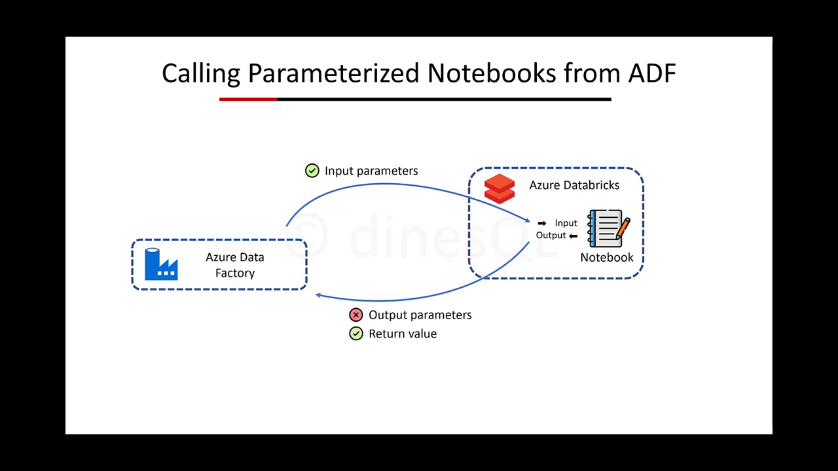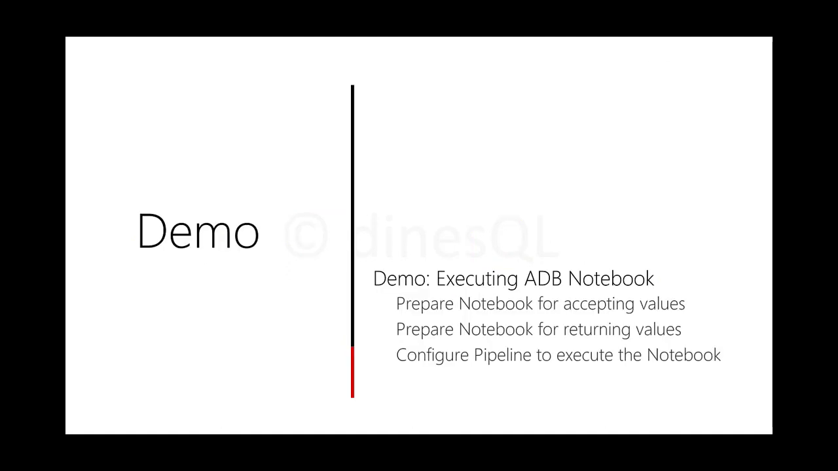We can simply handle it through a return value. Once the execution is completed, we should be able to access the value we have set in the notebook as an output and use it with our next execution that has been added to our data factory. So that's how you handle input parameters and output parameters. Now let's go into the demo and see how we can implement all of these things.